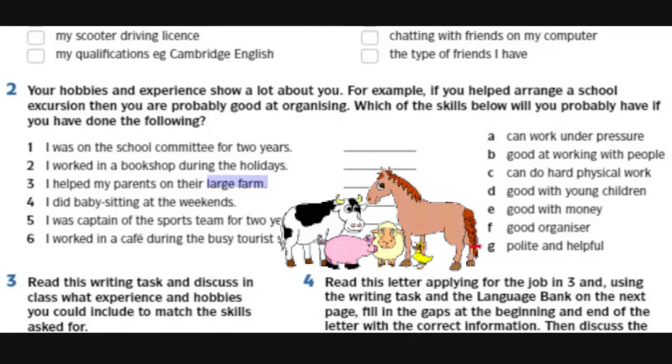Okay. Not only you, the other classes also the same. All the classes, when I'm teaching this activity and mention helping parents, everybody says can work under pressure. All right. Okay, yeah, possible as well. What about the others? What are the other skills that you need when you're working in a large farm?